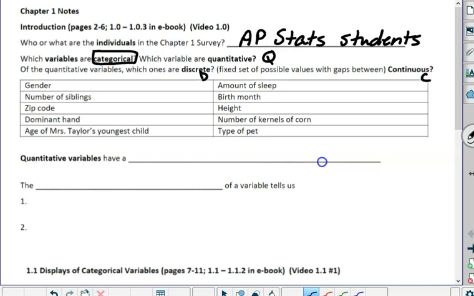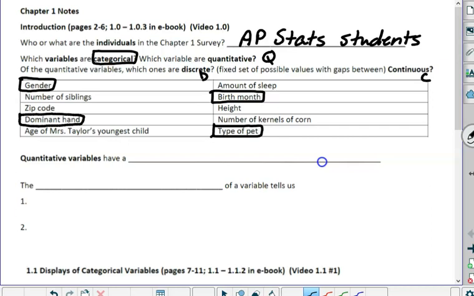Okay, so let's start with categorical. What values of the variable just divide you into categories? Well, gender, clearly, male or female. Let's see, birth month. Okay, that's clearly a category: January, February, March, April, etc. Type of pet. Okay, that would be a category. Those would be categories. And there are maybe a couple others, like dominant hand, left or right hand, that would also be a category.